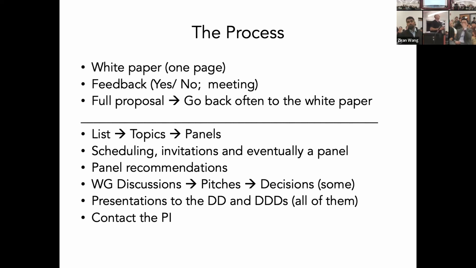After that, we identify panelists. Ideally, we identify panelists that do not have an association with any of the universities that submit a proposal to that panel. So let's say that there are 10 proposals, one is from Purdue, which usually always happens. That means that in that panel, we would try not to invite any panelists from Purdue.